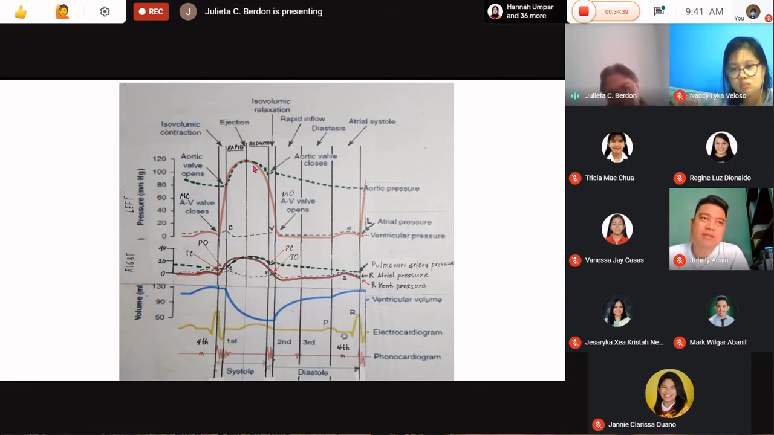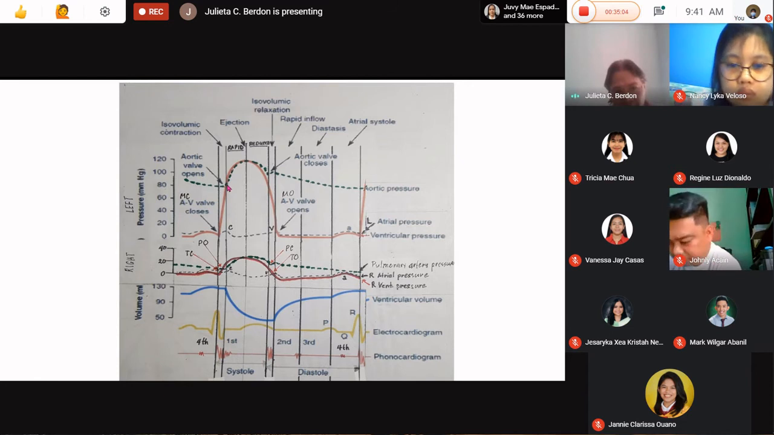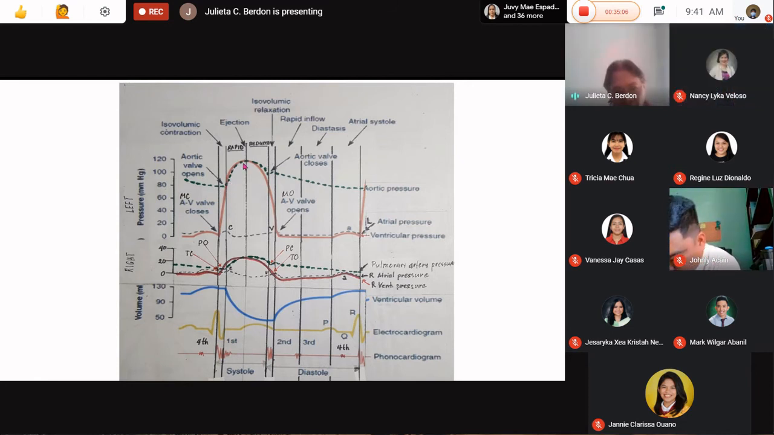Okay, so that will be called the runoff. Aortic pressure is also increased because blood is already flowing to the aorta. Ventricular pressure is still greater than aortic pressure, so blood flows to the aorta. Now, blood flows to the aorta, and from the aorta, blood will flow to the periphery.